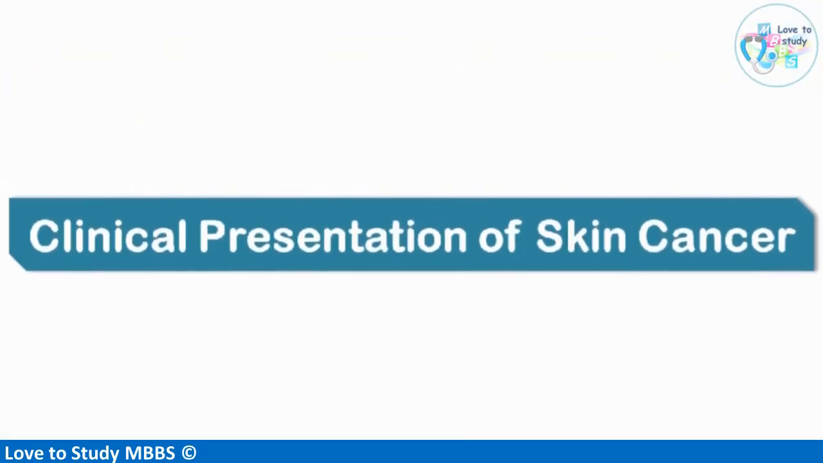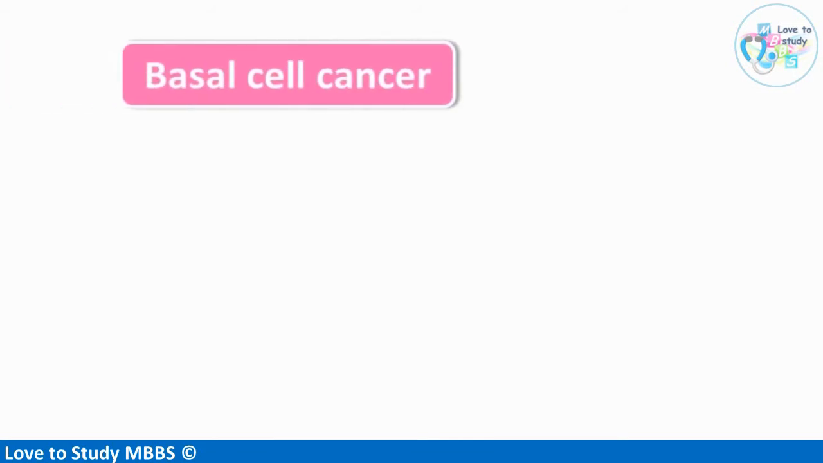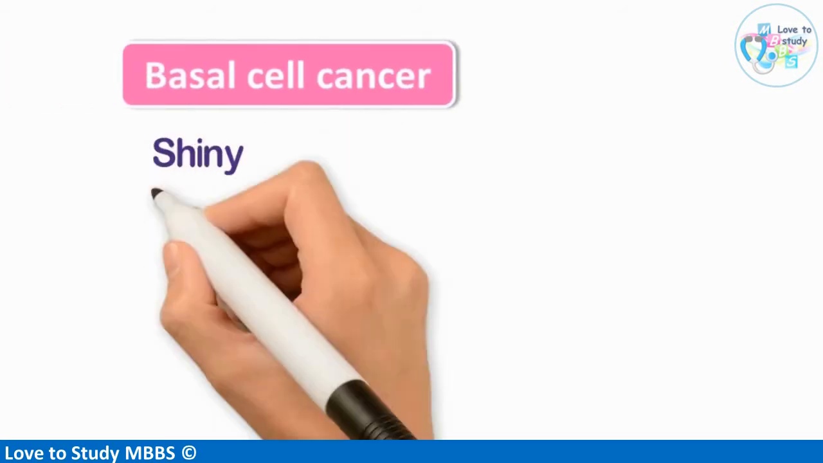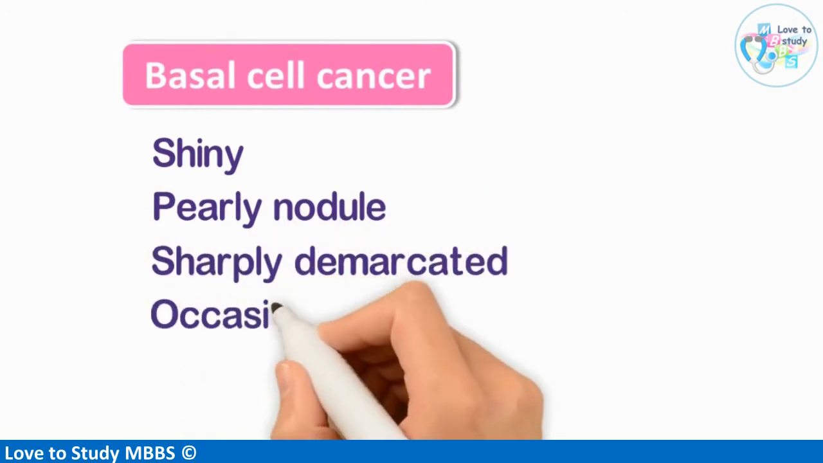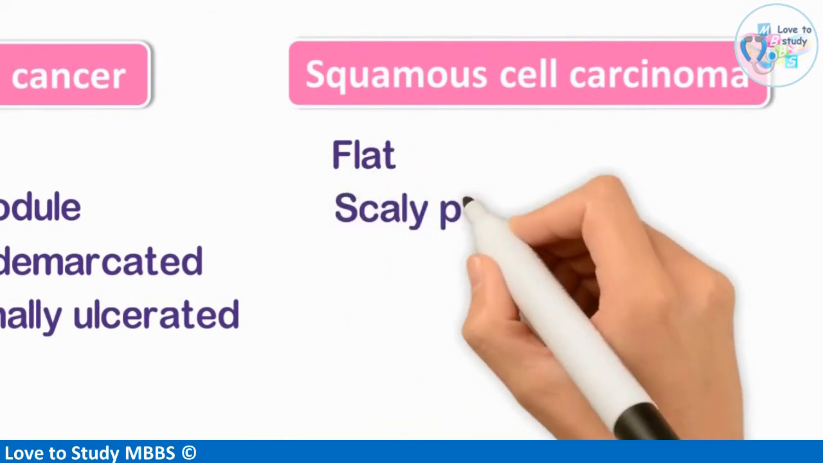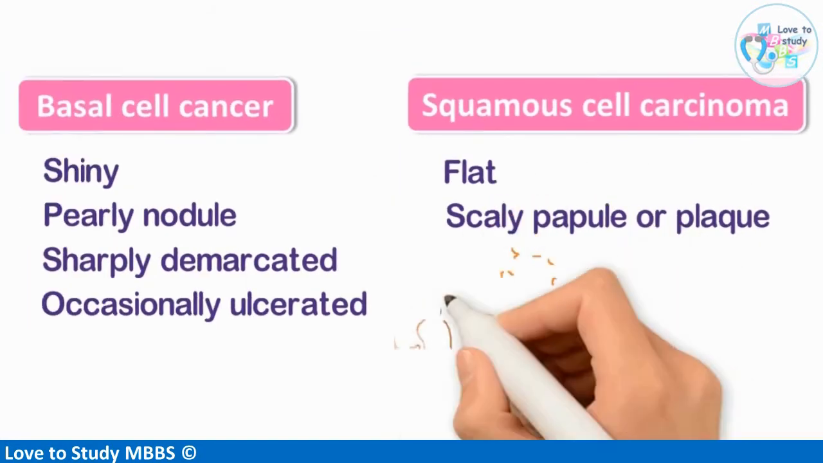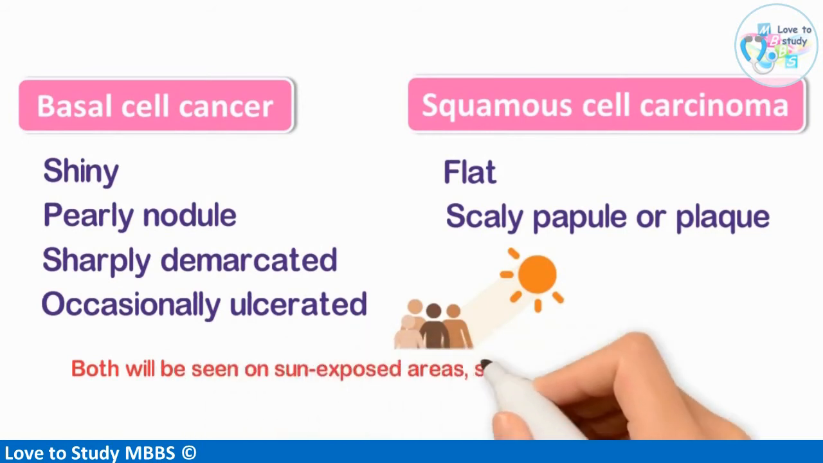Clinical presentation of skin cancer. These cancers present themselves as an observable change in the skin that looks like any of the lesions described above. BCC will be seen as a shiny, pearly nodule that is sharply demarcated and occasionally ulcerated, while CSCC will be seen as a flat, scaly papule or plaque.